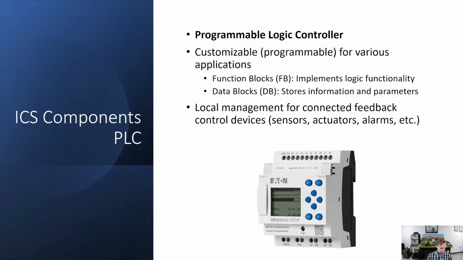So you can see on the bottom of the slide, I just have an example Eaton PLC, and on the top there we have a bunch of leads where wires would be connected, and that's how you would connect all the sensors, actuators, alarms, etc. In the middle there, we have a little screen displaying some status information, a couple buttons that allow you to interact with the machine, and then on the bottom we have some LED status lights, just to give a general picture of how the device is interpreting the data that is fed into it.